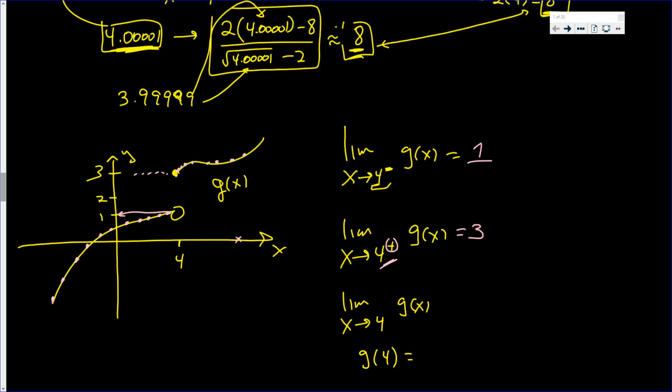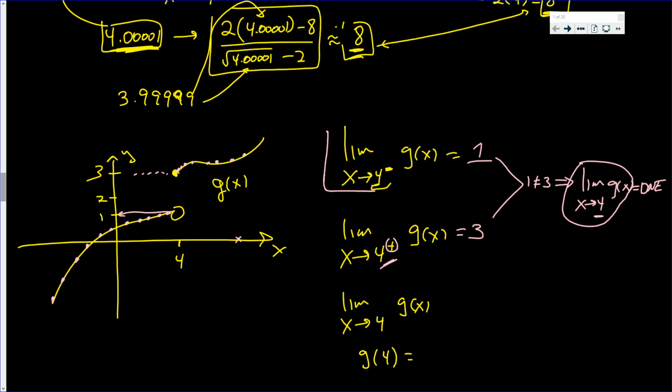Now here's the game. Since those numbers are not equal, this tells us that the limit as x goes to 4, no plus or minus, of g of x does not exist. For this type of limit to exist, where you don't have plus or minus, the left-hand limit, this is called a left-hand limit. Why? Because we're coming from the left of 4.